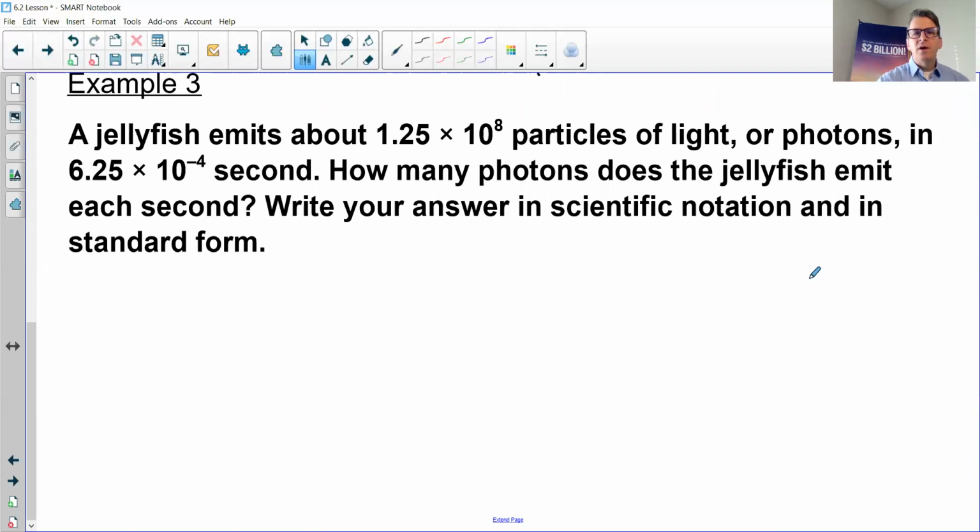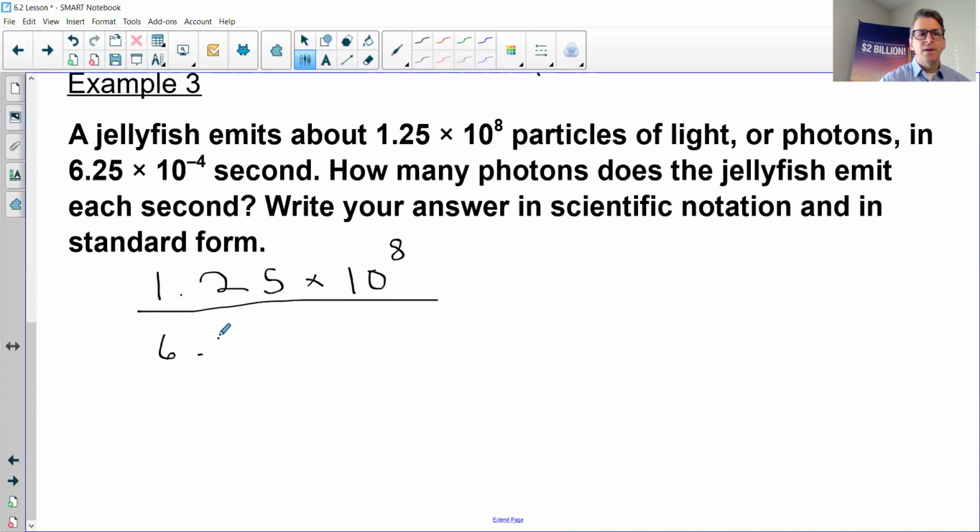Okay, so we're going to put the particles per second. That's what we're looking for, that rate. Particles, 1.25 times 10 to the 8th, and the seconds would be 6.25 times 10 to the negative 4. So photons per second is the rate. Photons per second.